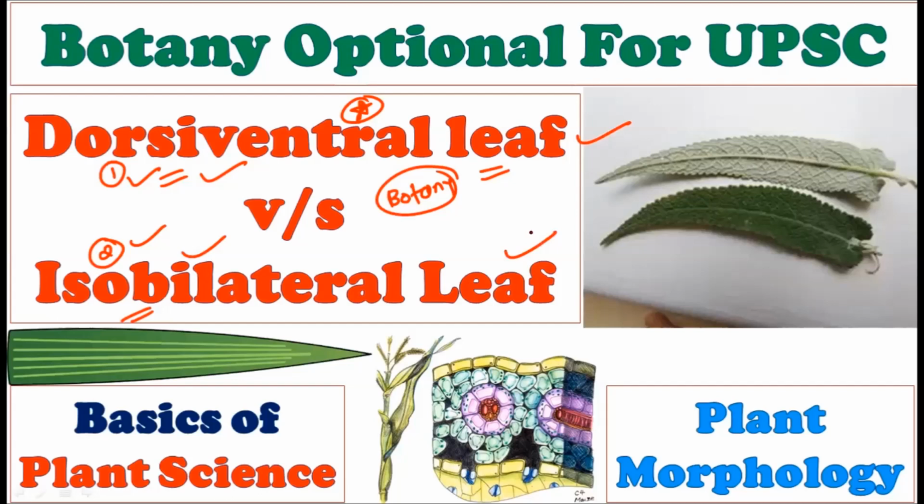So in this video lecture we will go through in detail the morphological and anatomical features of the dorsoventral leaf and the isobilateral leaf, and which features separate the dorsoventral leaf from the isobilateral leaf.